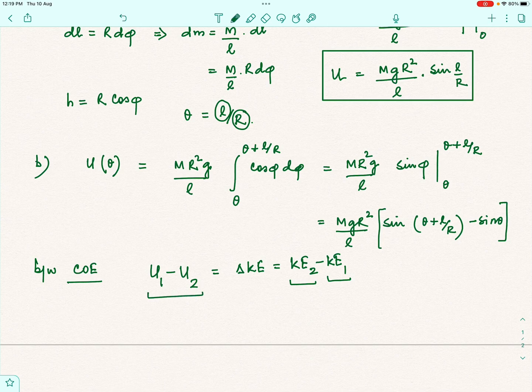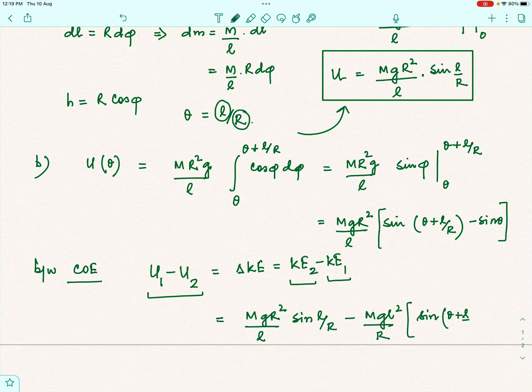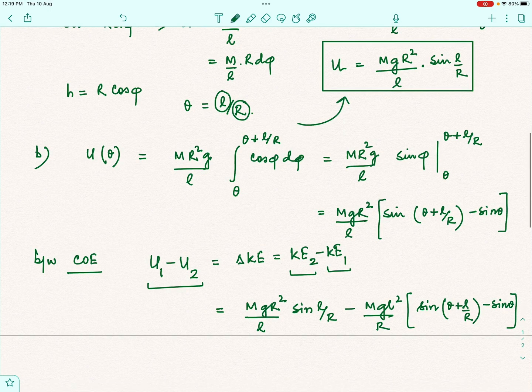Now, what is U1? U1 is nothing but mgr squared by L into sine of L by R. That is the initial potential energy, this value that we have calculated in the first part. Subtracted from that, mgr squared by L into sine of theta plus L by R minus sin theta, and now we can easily simplify this to get the final answer.